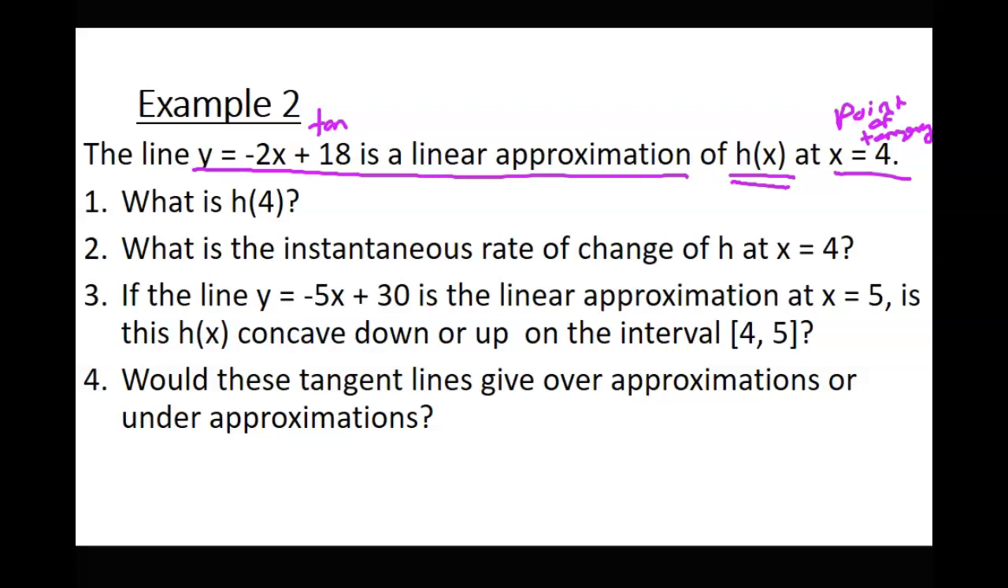All right, so what is h of 4? Well, as you guys know, don't write this. Isn't the actual function approximately equal to the tangent line? So the value of my function at 4 should be approximately equal to my tangent line at 4, right? And my tangent line at 4, I can find that by just plugging in the 4, which is going to be negative 6 and 18 is 12.